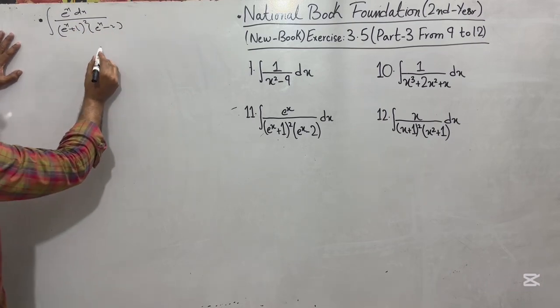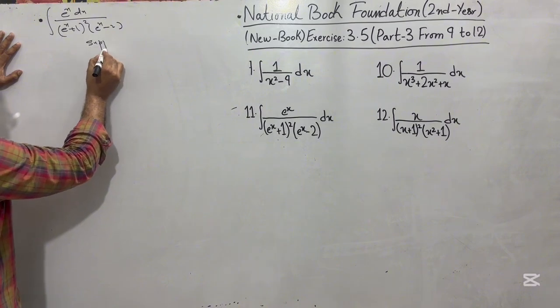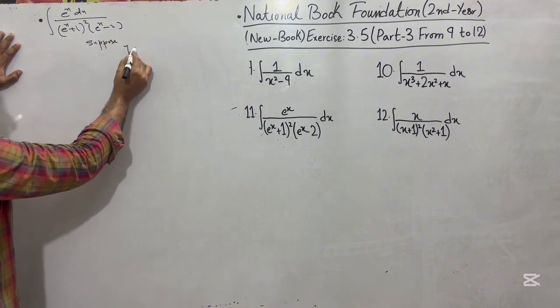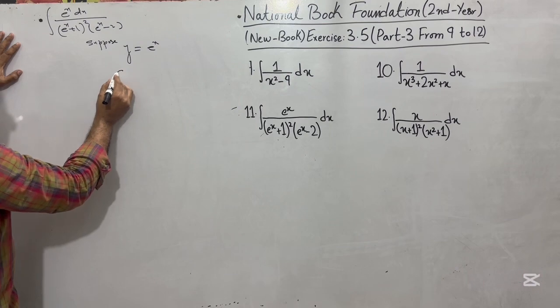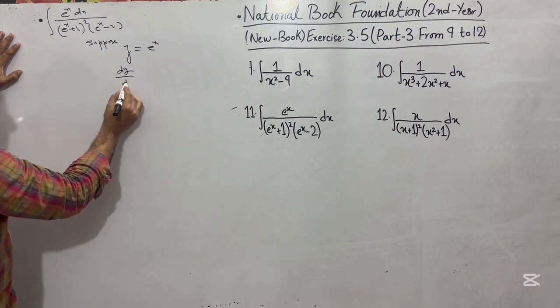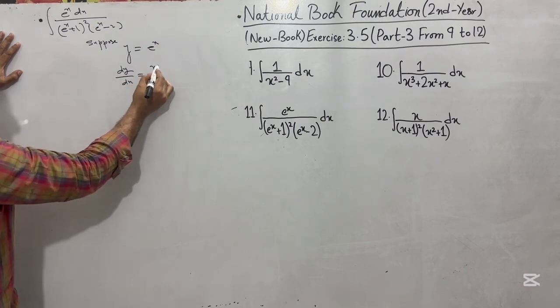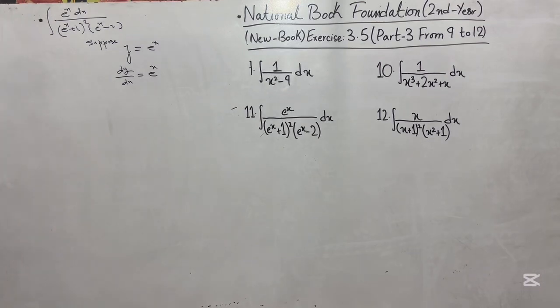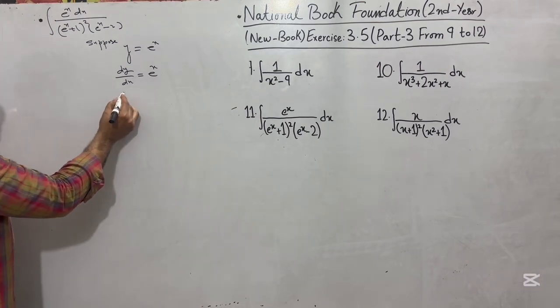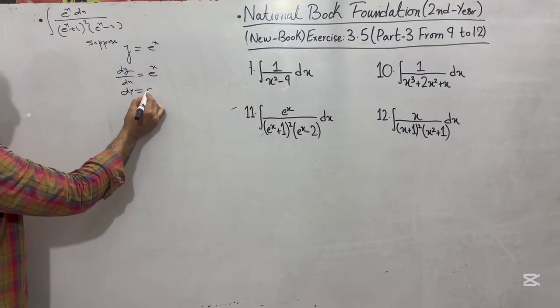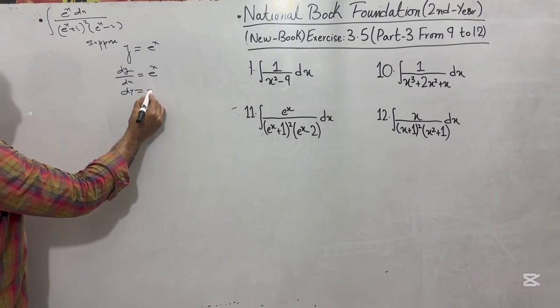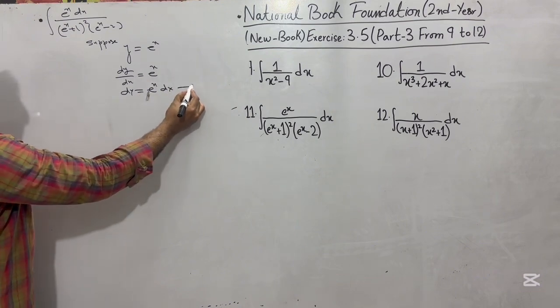Suppose y is equal to e raised x. Differentiate: dy over dx is equal to e raised x, since the differentiation of e raised x is e raised x. Solving for the differential dy, it becomes e raised x times dx.